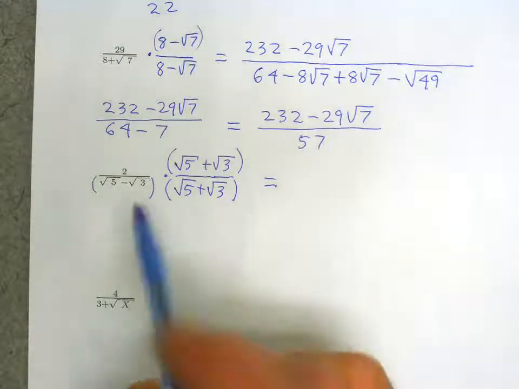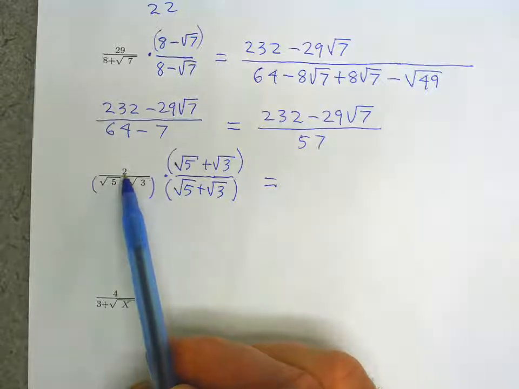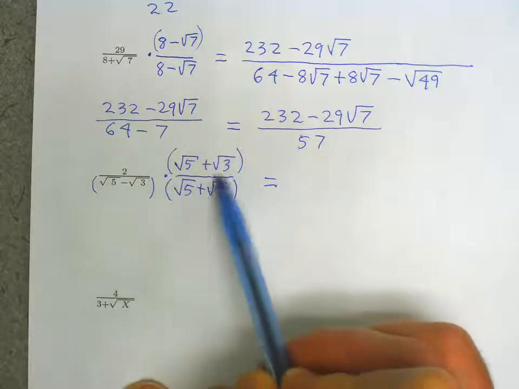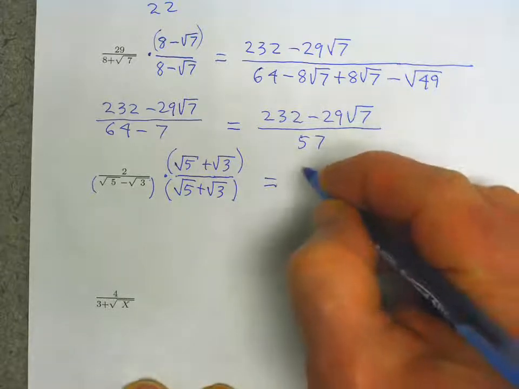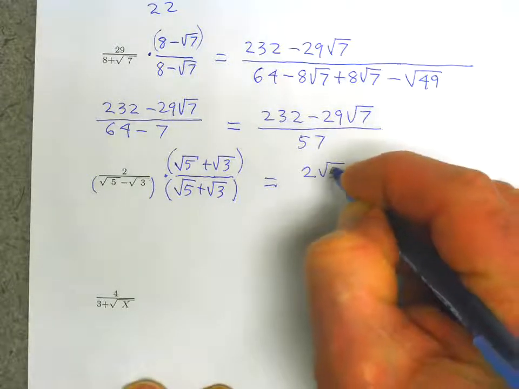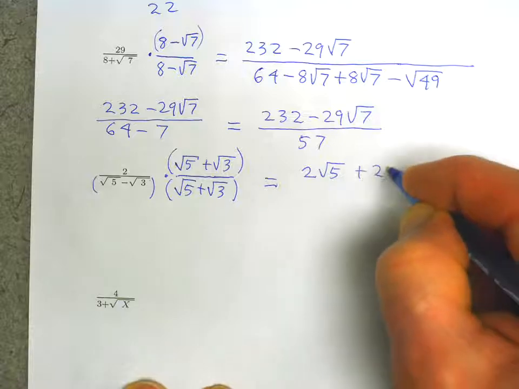It's not required to put parentheses around here, but that might be more suggestive as to what we have to do. In the numerator, we have to multiply 2 times the entire quantity, square root of 5 plus the square root of 3. So that is 2 times the square root of 5 plus 2 times the square root of 3.